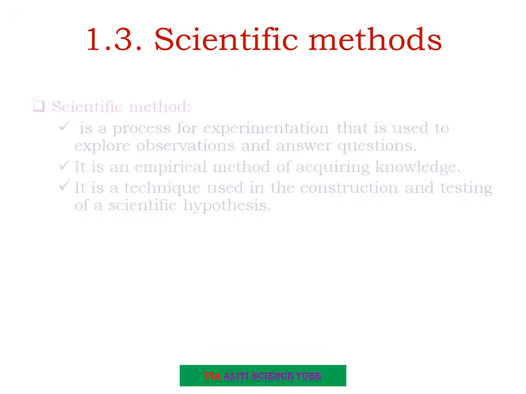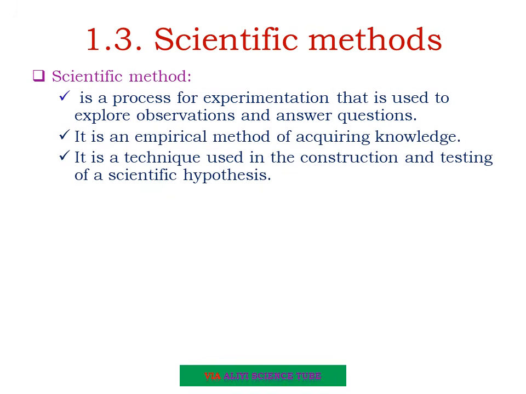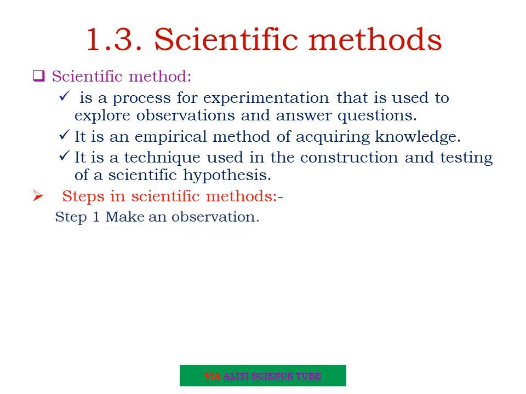1.3 Scientific method. The scientific method is the process of experimentation that is used to explore observations and answer questions. It is an empirical method of acquiring knowledge. It is also a technique used in constructing and testing a scientific hypothesis. The next topic is the steps in the scientific method.